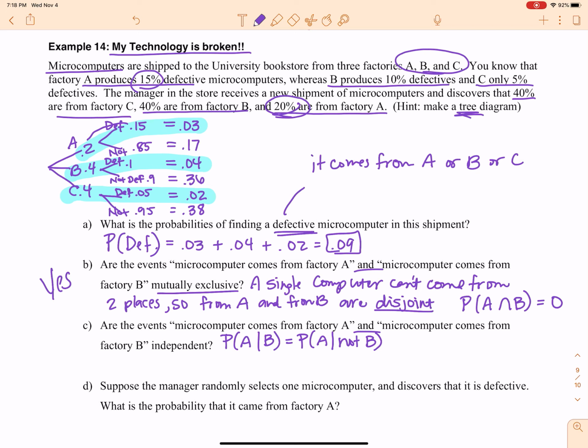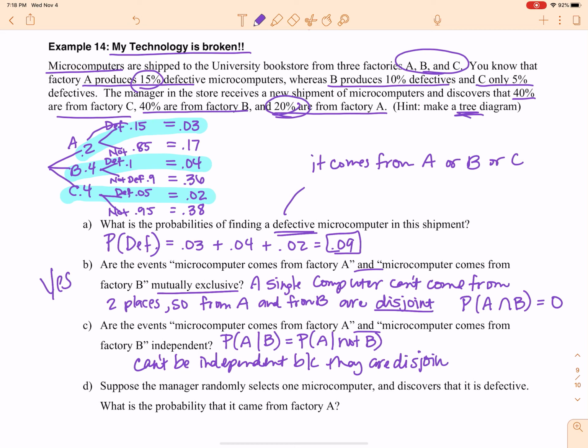because these events are disjoint. They can't be independent because remember, independence means that if it comes from factory A, it has no bearing on whether or not it comes from factory B. So because these are disjoint, they cannot be independent, okay? They can't be independent because we just discovered they are disjoint.